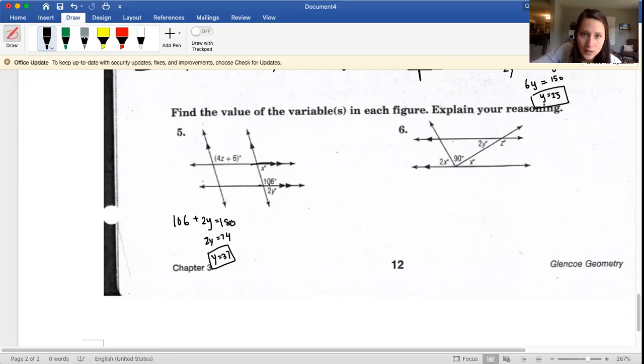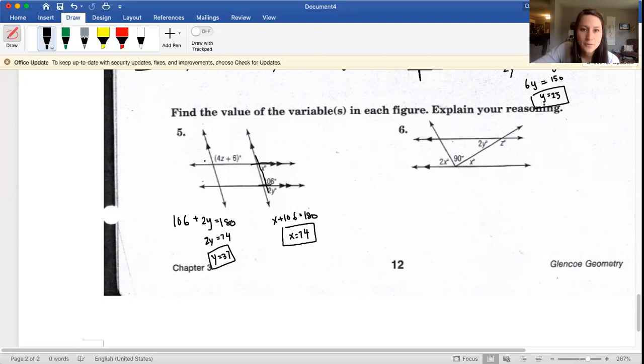Now I need to solve for x. So if I'm looking at this, I've got parallel lines. This is my transversal. x and 106, what's the relationship between the two? Well, they are alternate interior, no, they're consecutive interior angles. So that means x plus 106 equals 180. And as I had found that earlier, x equals 74. So x equals 74.